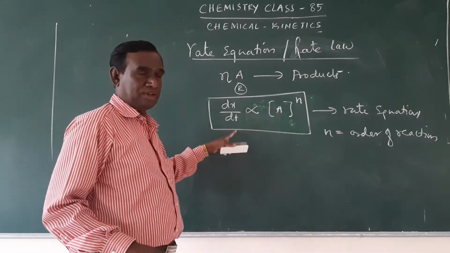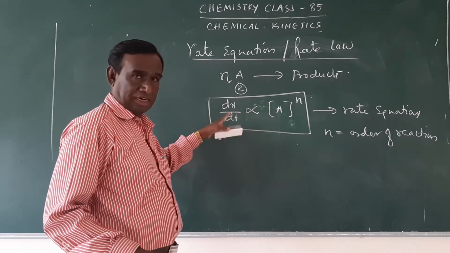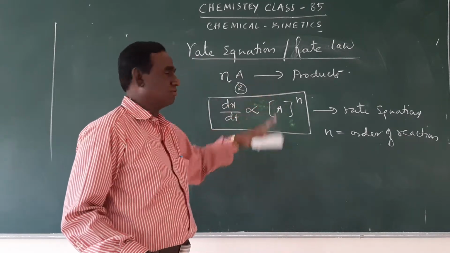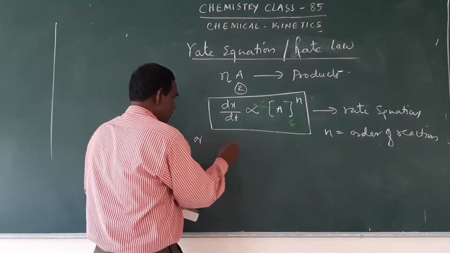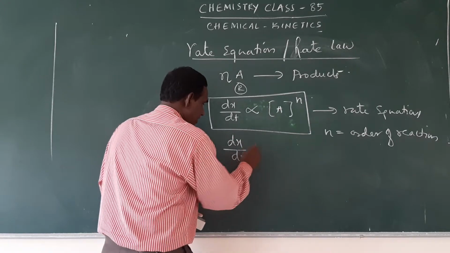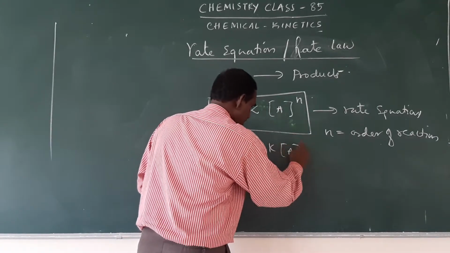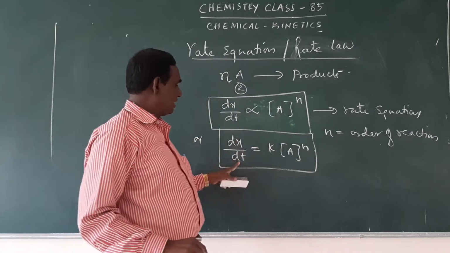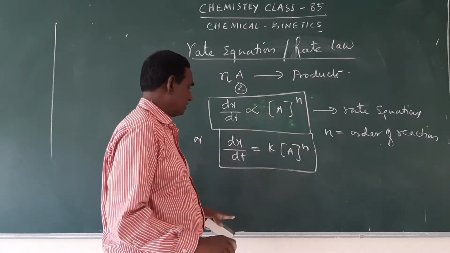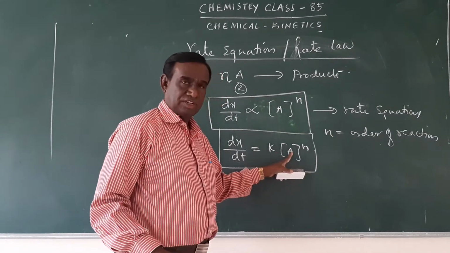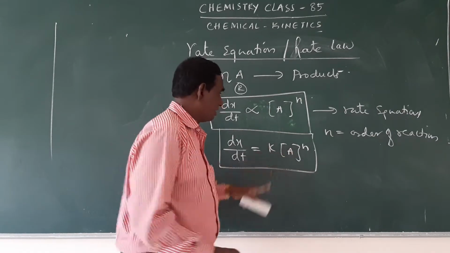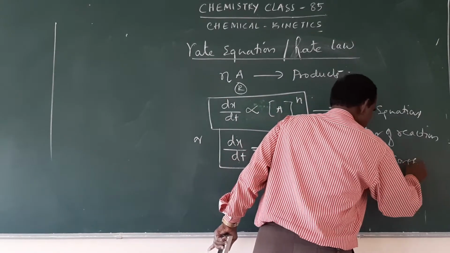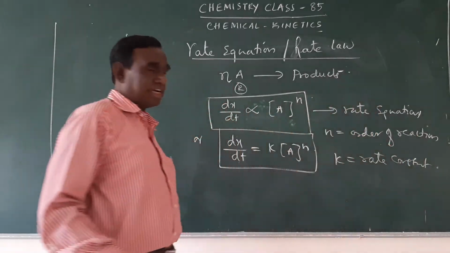dx by dt, the rate of chemical reaction, is directly proportional to the concentration of A to the power of n. That is the coefficient. It can also be written as dx by dt is equal to K into A power n. Here dx by dt is as usual the rate of chemical reaction, A is the concentration of the reactant, and K is called the rate constant.